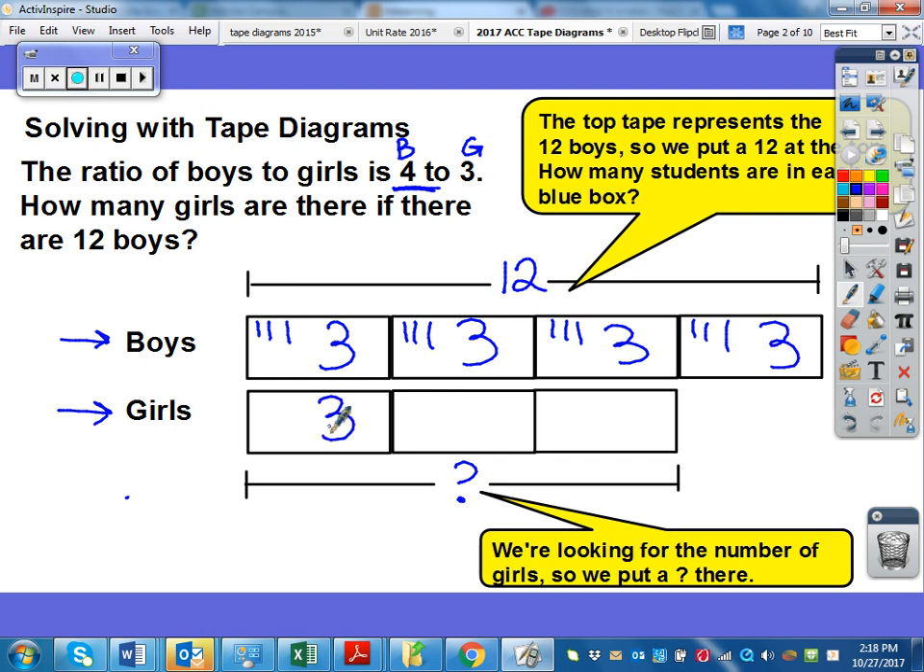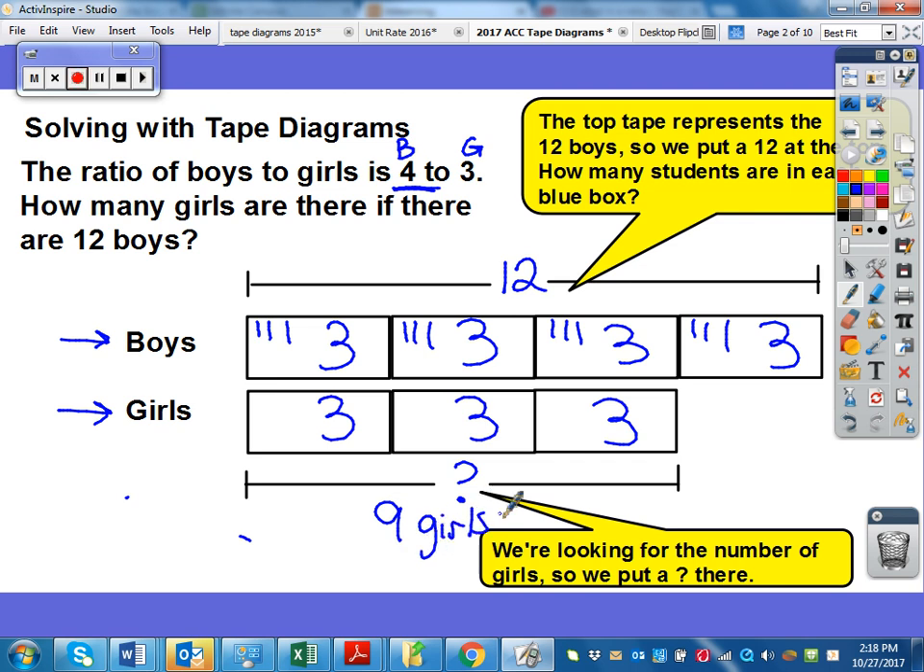That means I have to put a 3 in each of the girls' boxes. Every time I add a tally mark to the boys' boxes, I have to add a group to the girls' row. If I added a second tally mark, I would have to add a second tally mark to the girls too, because you would need a group of 3 girls for every 4 boys. So now that I've made my tape diagram, I can figure out how many girls there are. 3, 6, 9. There are 9 girls.